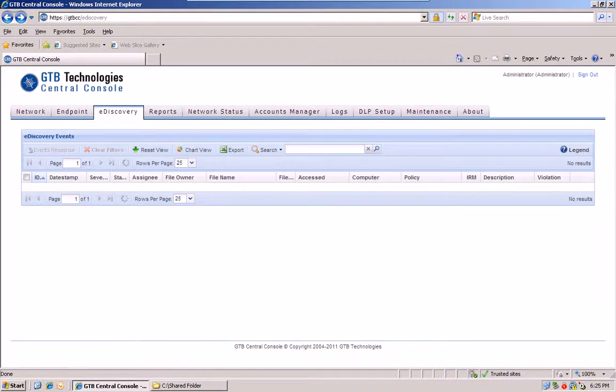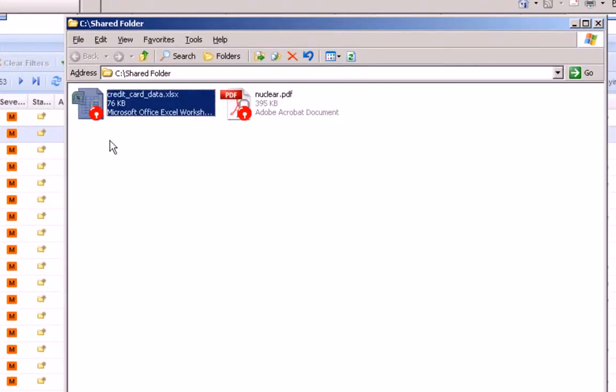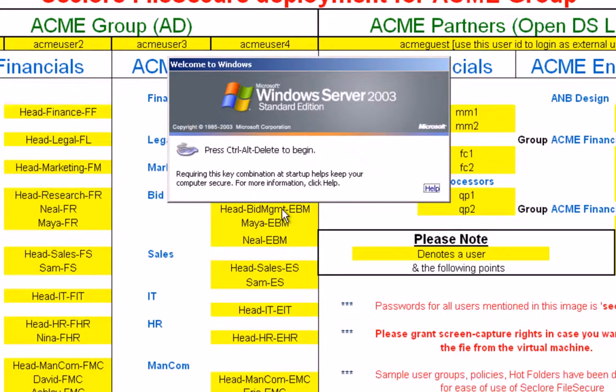Now let's go back and have a look at the documents. If you have a look at the documents, you will now see that there's a red lock on the document, which means that the document has now been IRM protected with the appropriate policy by the GTB DLP system.